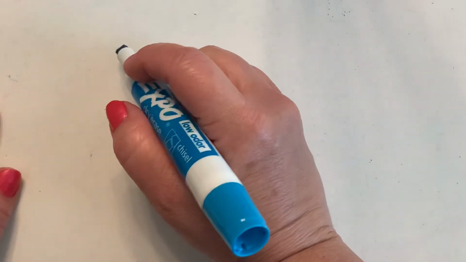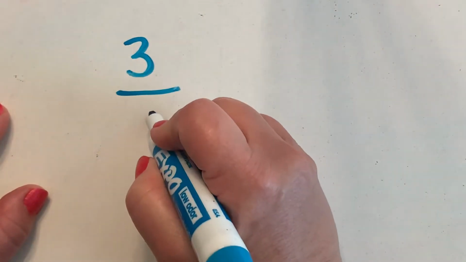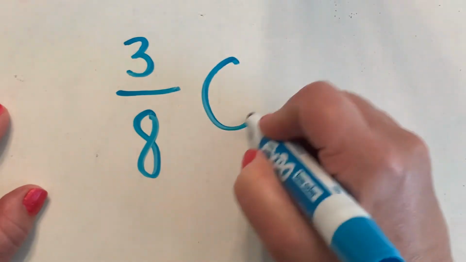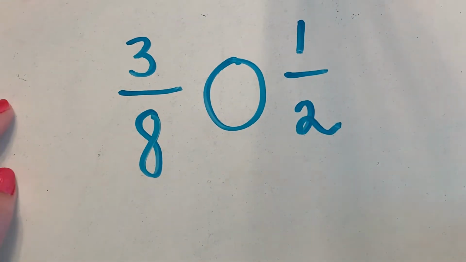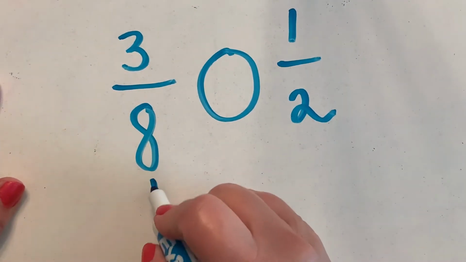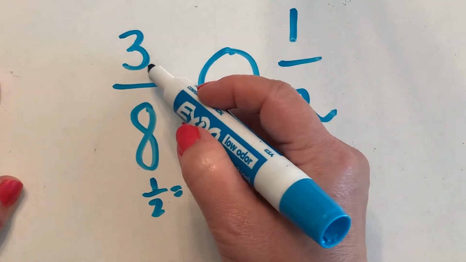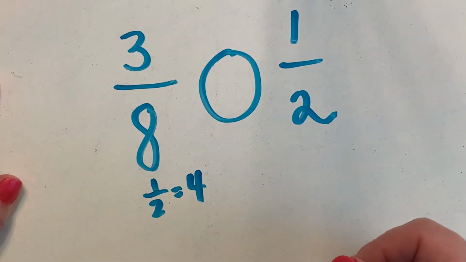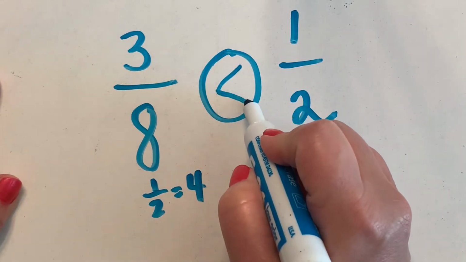So, in your book, on example 4, it says 3/8 is greater than, less than, or equal to 1/2. We know what half is, and I want you to look at 8. What is half of 8? Yes, it's 4. Is 3 greater than 4 or less than 4? Yes, it is less than. So that makes it less than.